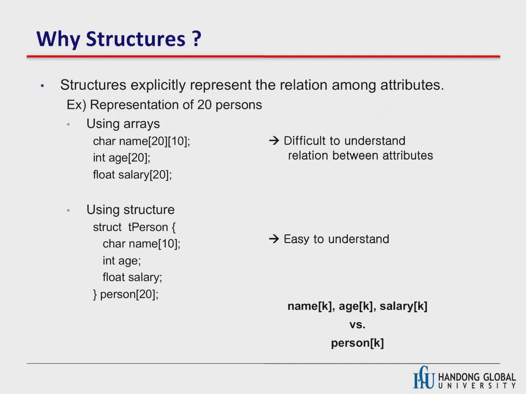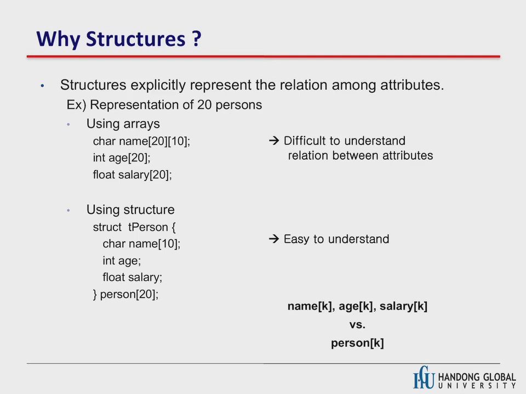Okay, so why do we have a structure? Structures explicitly represent the relation among attributes. What does that mean? Think about this. We have 20 persons. Each person has their own name, age, salary, etc. In this example, each person has 3 attributes, or data fields.